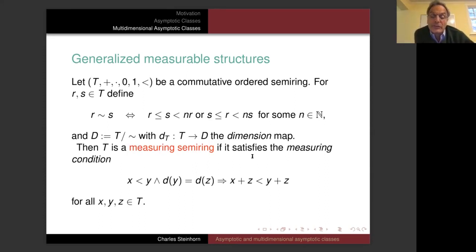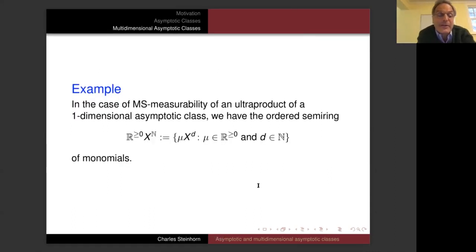So then we call D a measuring semiring if it satisfies the measuring condition that if you have X less than Y in T, and the dimension of Y and the dimension of Z are the same, then when you add Z to both sides, X plus Z can't jump above Y plus Z. An easy way to see what this is about is in the case of MS measurability of an ultraproduct of a one-dimensional asymptotic class, you really have the ordered semiring R greater than 0, mu X to the d. You order this lexicographically first by dimension d and then by mu. Then you can easily check that this satisfies the conditions for a measuring semiring. So it's an ordered semiring of monomials, just to give you a sense of what a measuring semiring looks like.